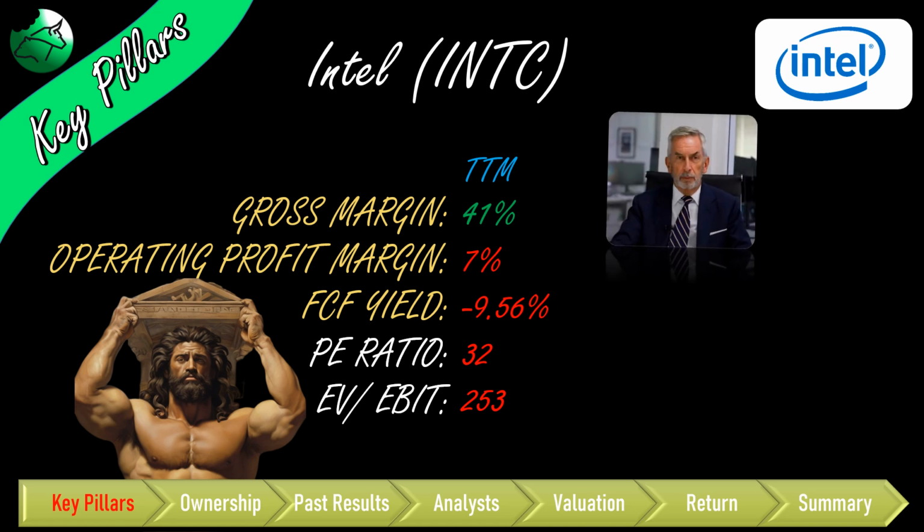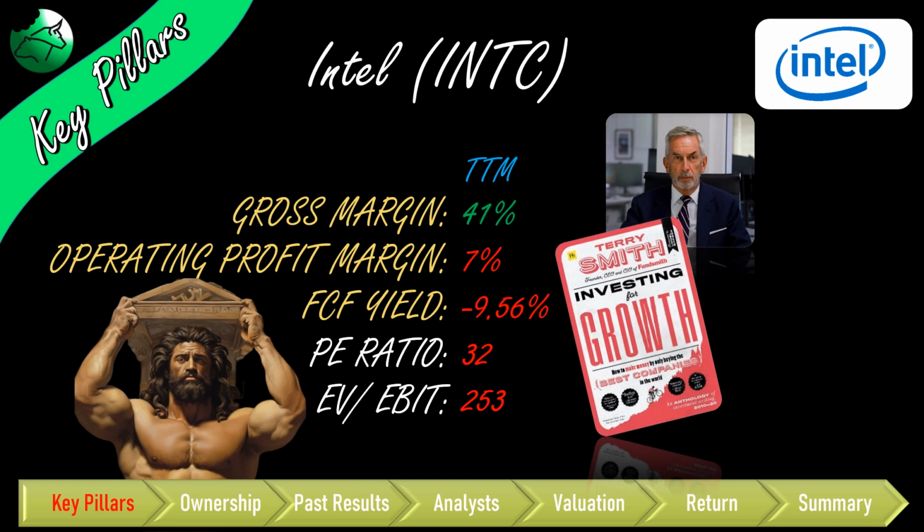For Terry Smith, free cash flow yield provides a more realistic view of a business's financial health and profitability. He typically looks for a company that has a free cash flow yield of 5% or higher. Their free cash flow yield is minus 9.56%, and basically this means they're losing a lot of money.